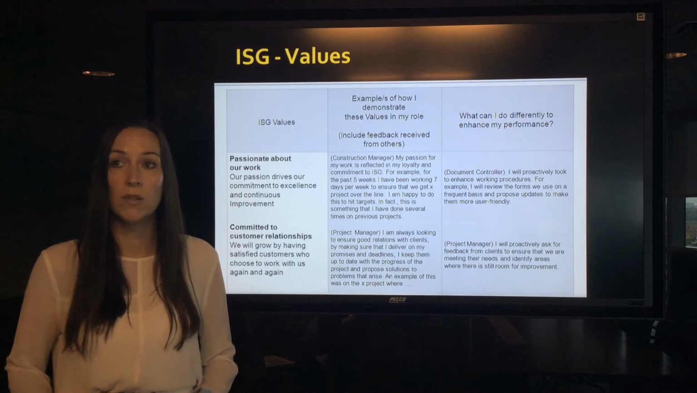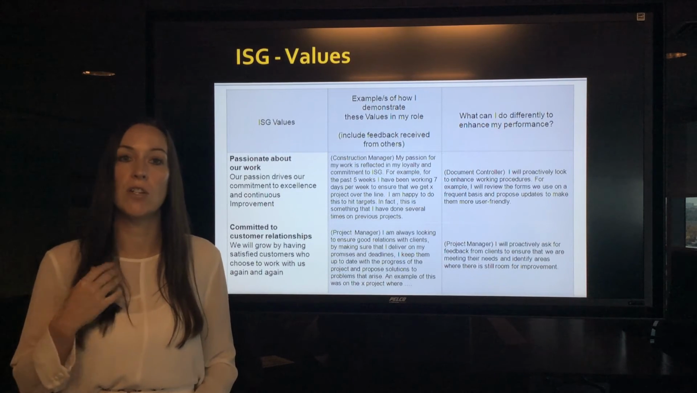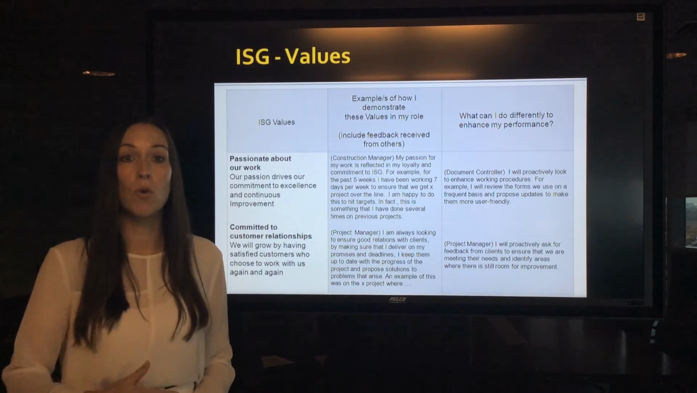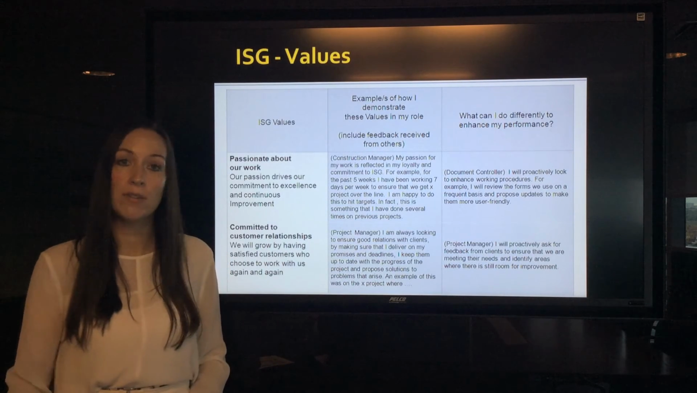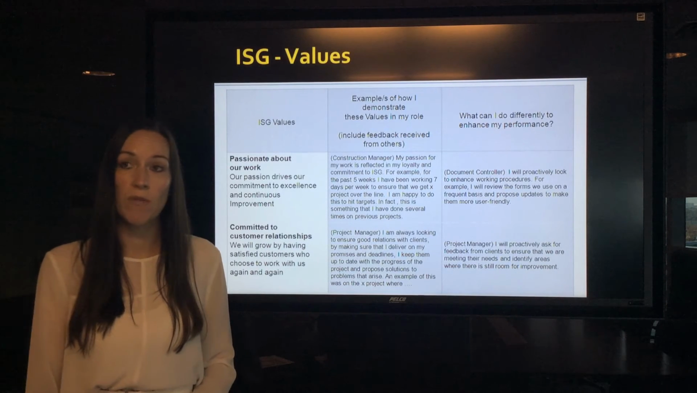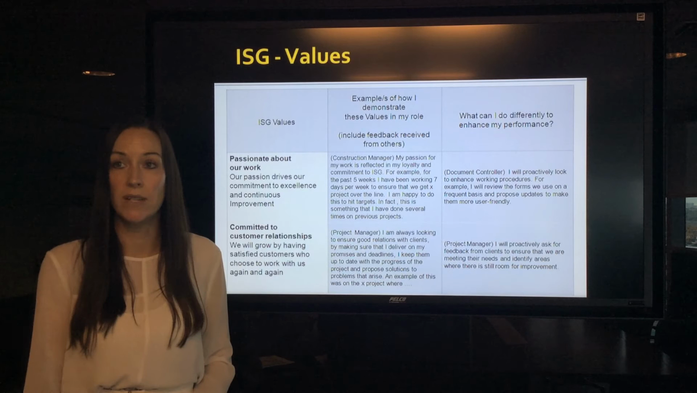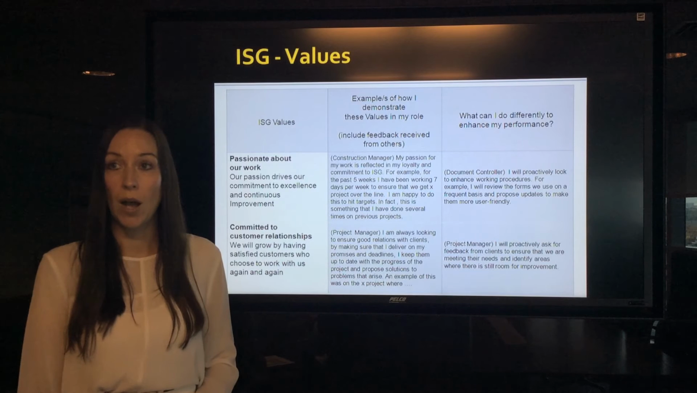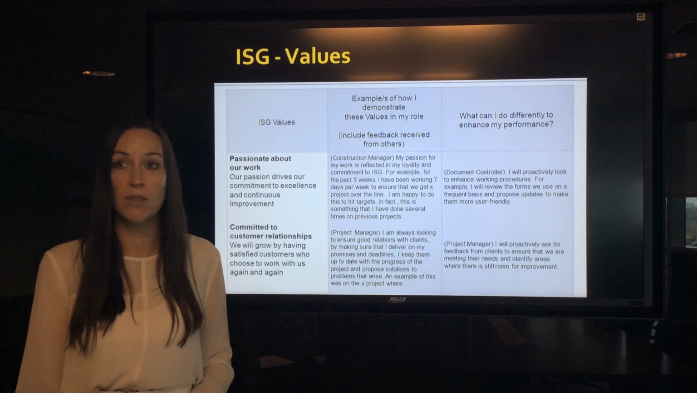Now, the second column, under what I could do differently to enhance my performance, is an area that really looks at continuous improvement. So it's not there to say, what have you done badly, but more an opportunity on what we can do more to continuously improve ourselves and our performance in order to improve customer satisfaction. Okay, so an example I've got here is a document controller may say that they will proactively look to enhance working procedures. For example, I will review the forms that we use on a frequent basis and propose updates to those forms to make them more user-friendly.